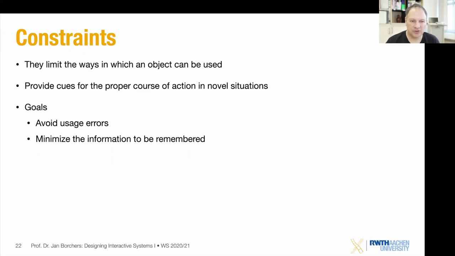Again, like with natural mappings, there are certain types of constraints that can be applied. We're going to talk about the four here: physical, semantic, logical, and cultural constraints. Let's start with physical constraints first. These are, again, the simplest form that you can most easily recognize.